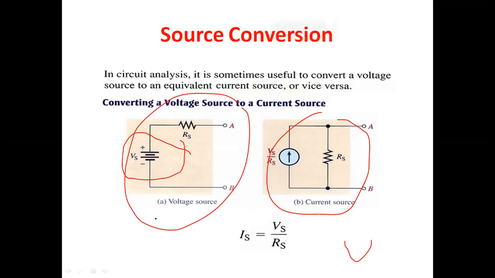We will replace this voltage source Vs by a current source, and we will connect the resistor Rs in parallel with this current source. And how will we calculate the value of the current? It is equal to Vs by Rs. So this is the current source, and the resistor Rs will be connected in parallel with it when you are converting the voltage source to a current source.